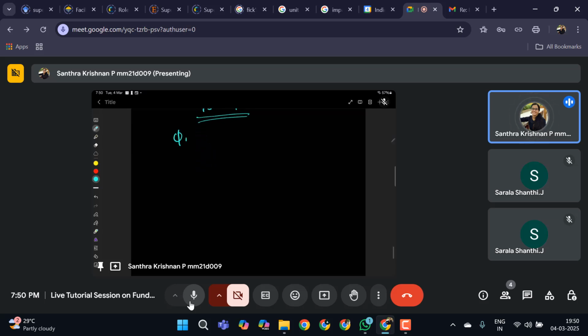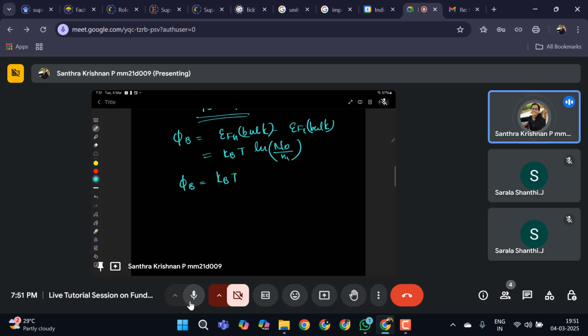Now φb has an equation: EFN in bulk minus EFI in bulk. So φb is the Fermi level in bulk minus the Fermi level in the intrinsic state in bulk. This is in the n-type state, and this is in the intrinsic state. That is equal to kB T ln(Nd/Ni). So basically φb we can get as kB T ln(Nd/Ni).